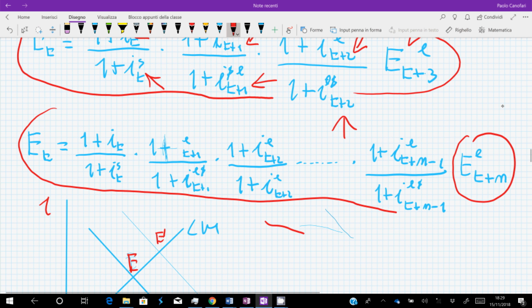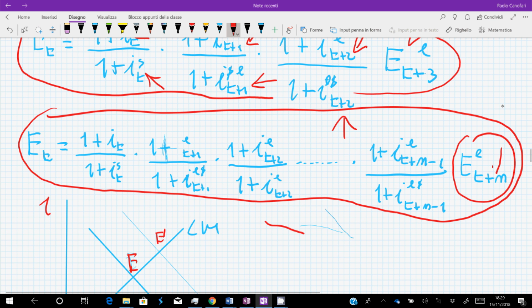Here we have the exchange rate after, in general, n periods, the expected exchange rate, affecting the current value of the exchange rate, and all the interest rates: the current interest rates, the interest rate after 1 year, after 2 years, and so on, and the final interest rates after t plus, so in the previous period, with respect to the expected exchange rate.